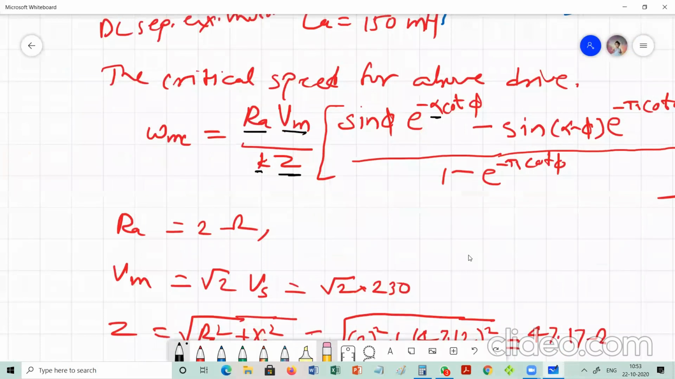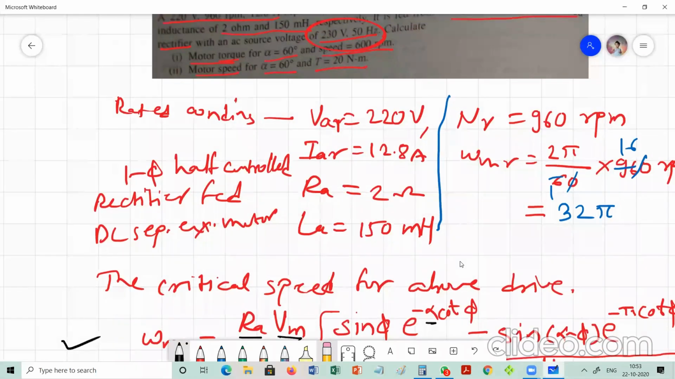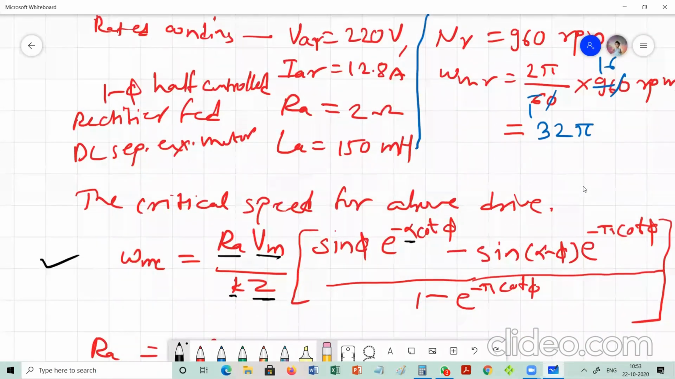The only tough part in such a problem is to remember this equation. Remember the equation of critical speed. All of the calculations are very simple. So alpha they have given, you can observe in the first problem and in the second problem the same alpha is given, alpha equal to 60 degree. You have to put alpha equal to 60 degree there. So alpha equal to 60 degree, phi we have calculated equal to 87.57.